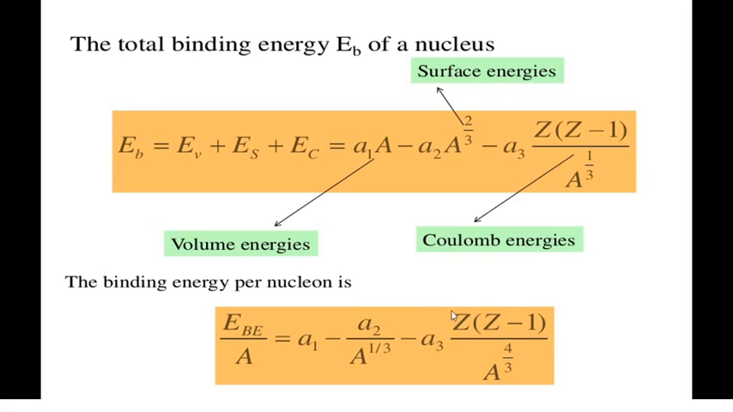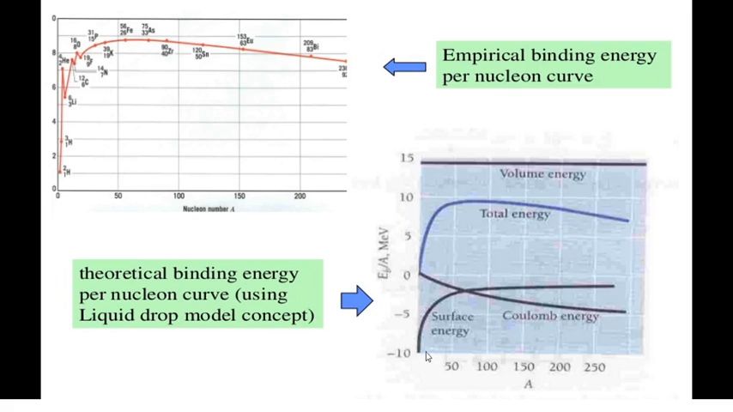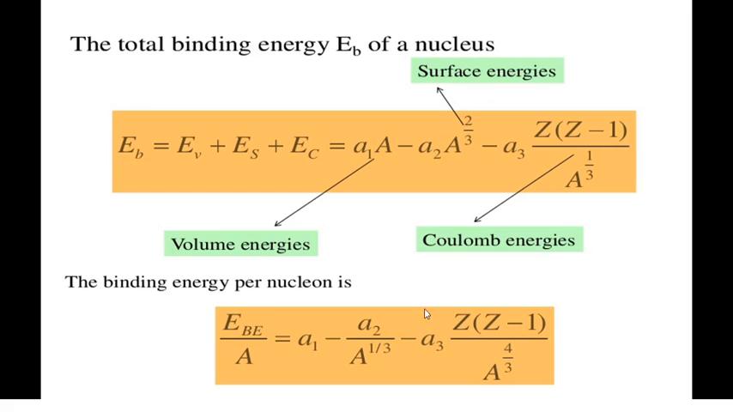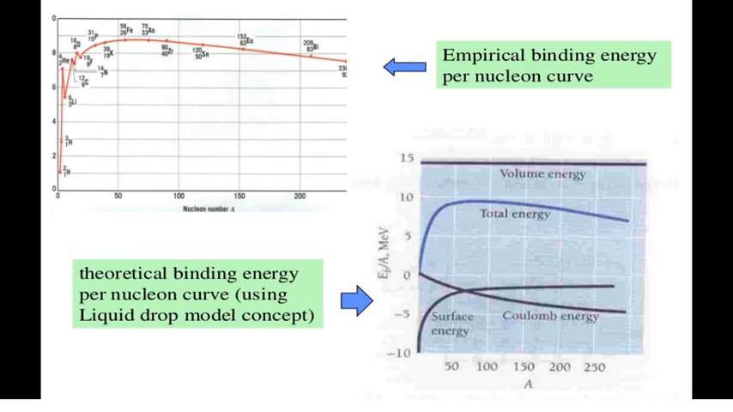Now, the second one is surface energy. You know that for this, binding energy per nucleon is proportional to 1 by A raised to 1 by 3, so the surface energy curve will be like this. And the third energy is Coulomb energy, in which the term is 1 by A raised to 4 by 3. So the Coulomb energy graph is like this. So the individual graphs you can see here are of the surface energy, Coulomb energy and volume energy.